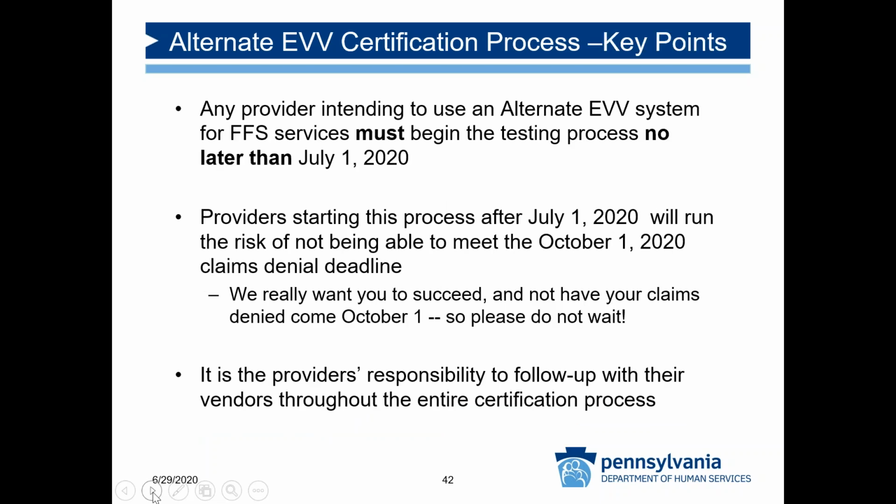So any provider intending to use an alternate EVV system for fee-for-service services must begin the testing process no later than July 1st, 2020, which is right around the corner. Providers starting this process after July 1st, 2020 will run the risk of not being able to meet the October 1st, 2020 claims denial deadline. We really want you to succeed and not have your claims denied come October 1st, so please do not wait. It is the provider's responsibility to follow up with their vendors throughout the entire certification process.